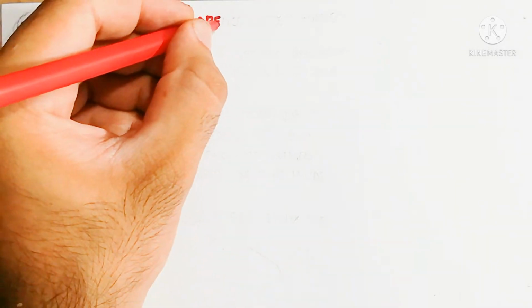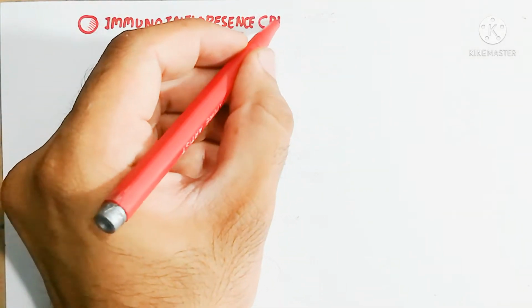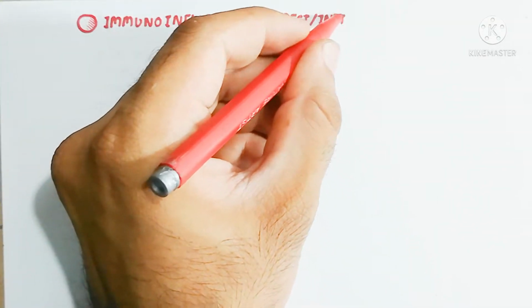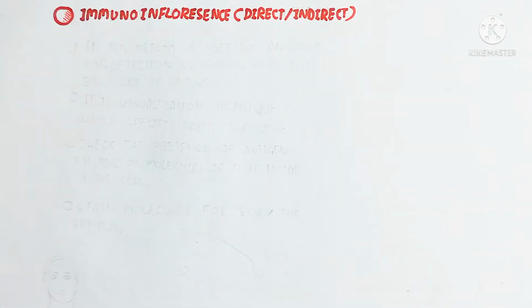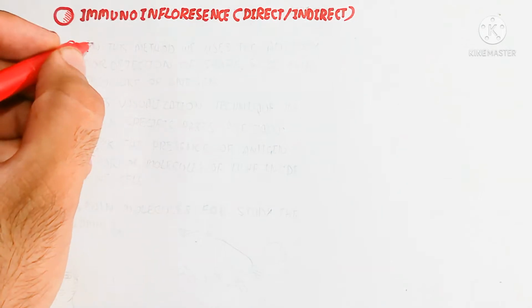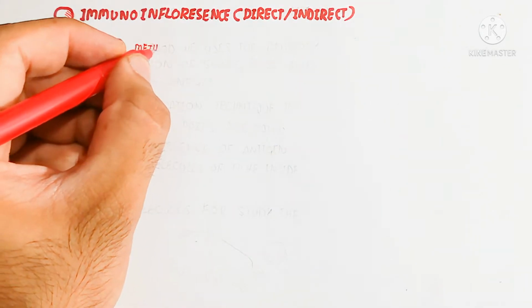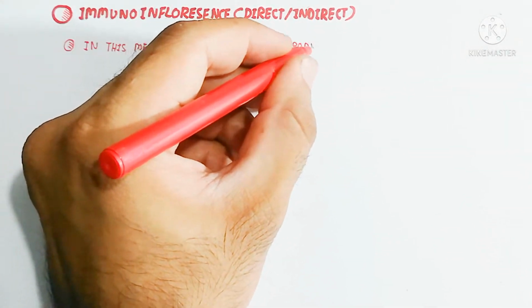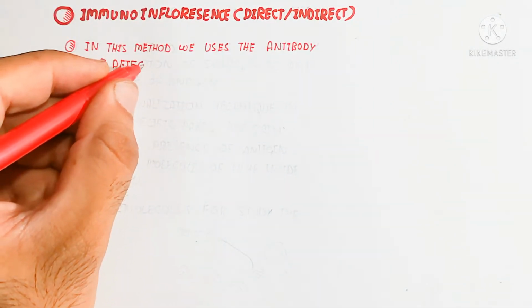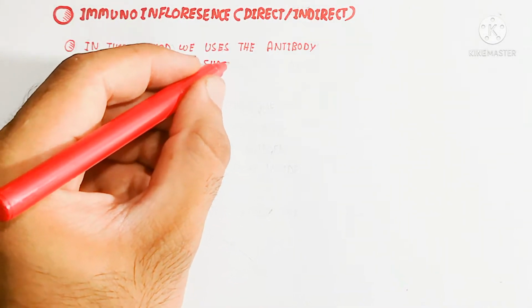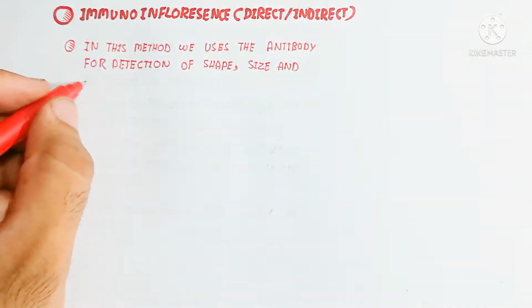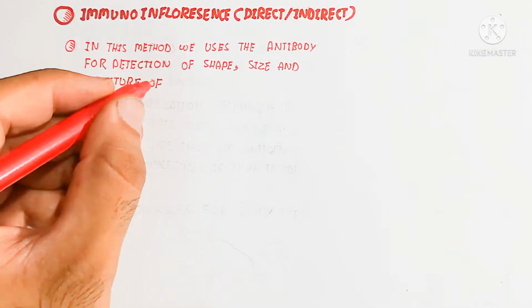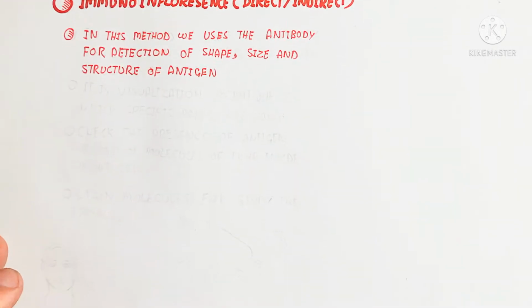Hello, in this video we will look at immunofluorescence, direct and indirect, and what the significance of immunofluorescence is. So let's begin to understand immunofluorescence without wasting any time. In this method we use an antibody for detection of the shape, size and structure of an antigen. An antigen can be a molecule, a whole bacterium, or a segment of the cell or an organelle.